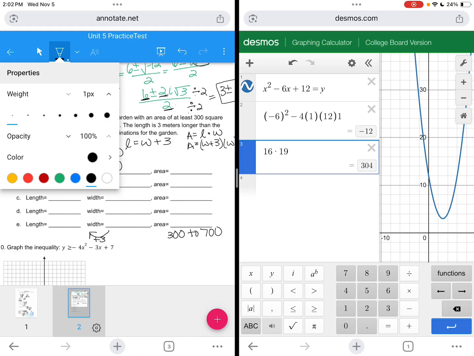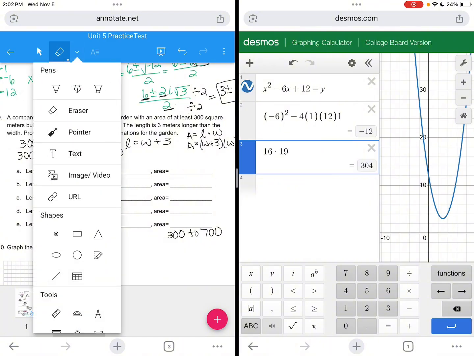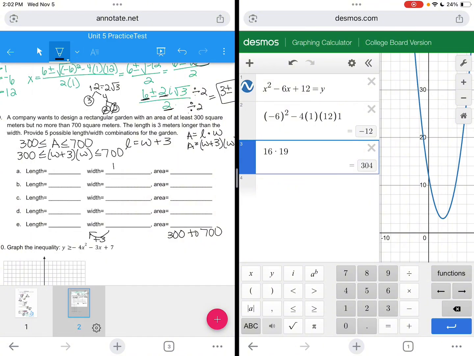So let me grab my eraser. I know that if my width is 16, my length is 3 more, so that would be 19. And that would make my area 304. I bet 17, and then we'd have to have 20 would work too. 18 and 21, 19 and 22, and 20 and 23. But let's check all these.